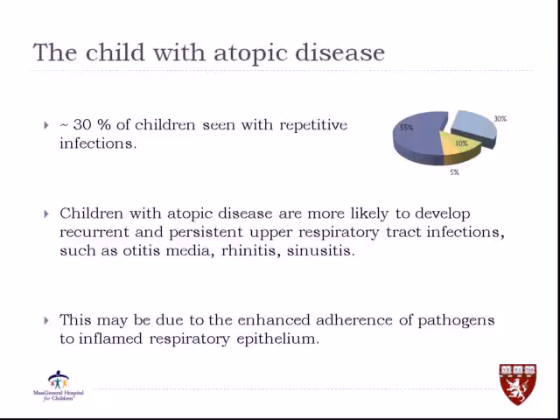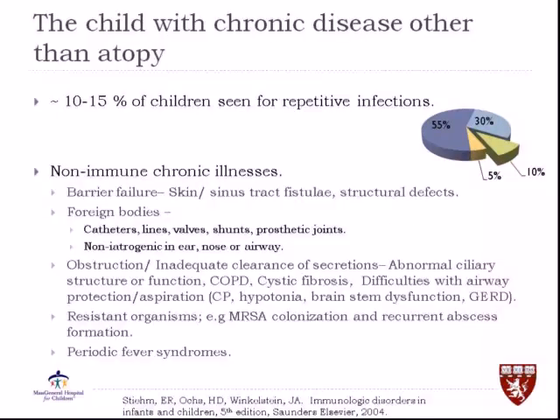One quick slide about the child with atopic disease. These children make up around 30% of those kids with recurrent fevers and infection. As I told you, there might be problems with the respiratory epithelium. It's always inflamed and always prone to being infected. So these kids do come with recurrent upper respiratory tract infection, perhaps sinusitis, otitis media, rhinitis, and perhaps lower respiratory tract infection.